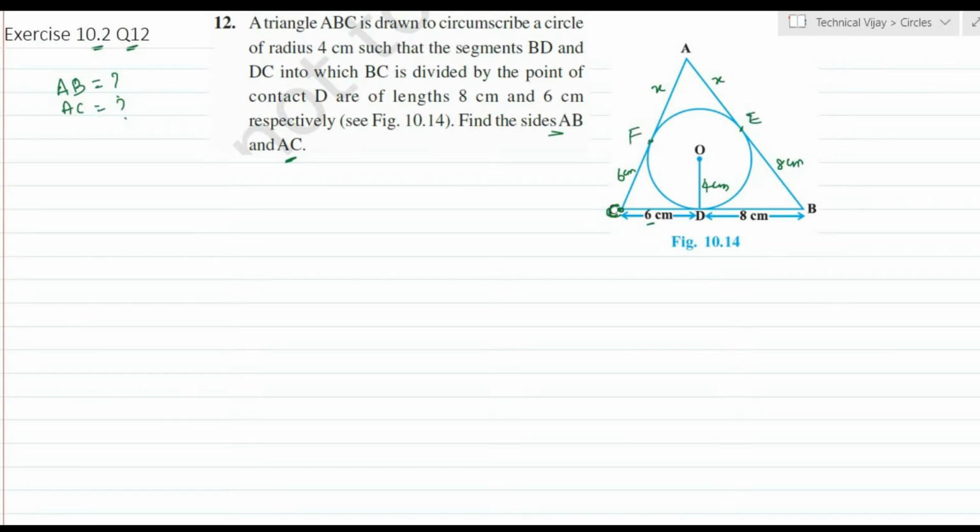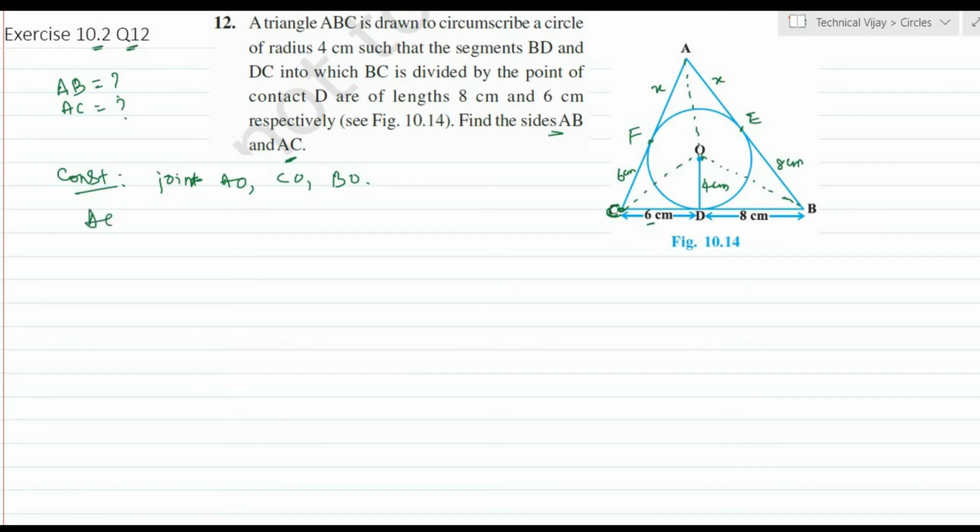Okay. So now we will join these lines, that is C to O and O to B, like this, and also this line. This is construction. So here we have to write that construction as join AO and CO and BO. Okay. So here we have to find out this distance, that is AC and AB, and we know the distance between C to F, that is 6 cm.